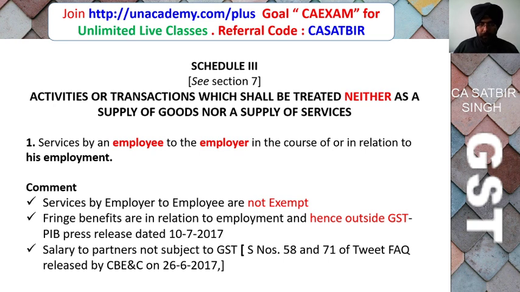Suppose a service is provided by an employee to the employer in the course of or in relation to his employment. It is neither supply of goods nor supply of service. So service by the employer to the employee is not exempt, but service by the employee to the employer is not chargeable to GST. Fringe benefits are in relation to the employment and hence outside GST. Salary to a partner is not subject to GST. It is also clarified by CBIC.